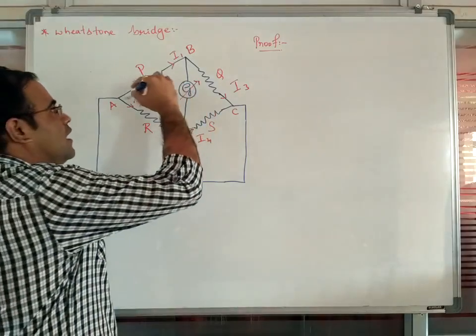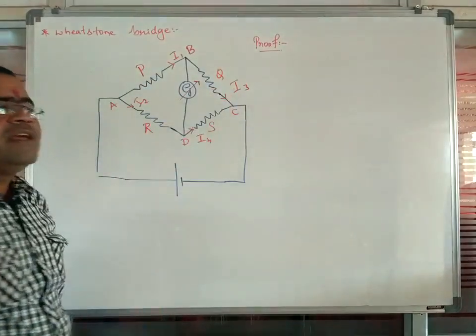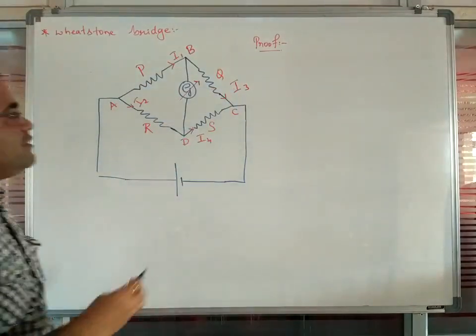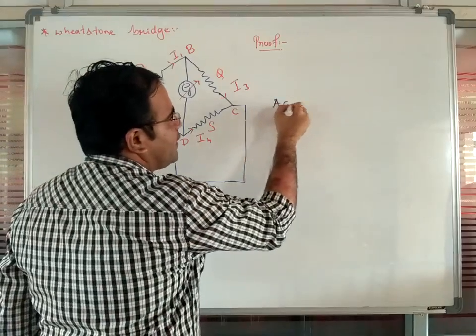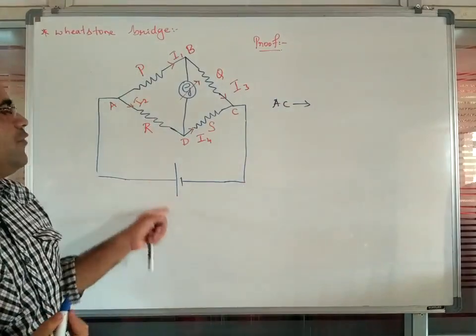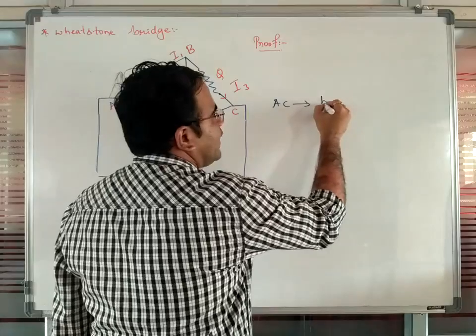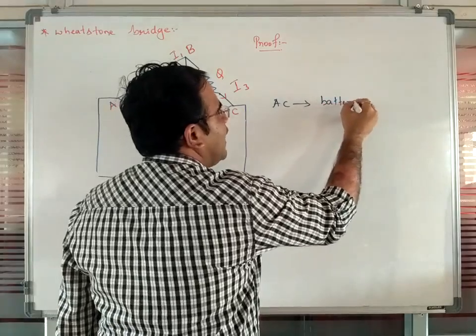The arm that you are observing, AC, is called the battery arm. AC are the two points where you are going to connect the battery. That is the reason we call this the battery arm.